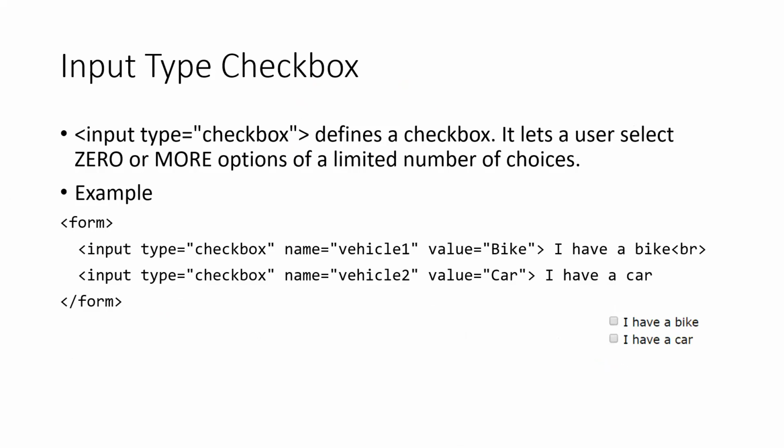Then we will also have multiple choices, for example, what do you like, right? If you want to select zero or more options from a limited number of choices, then we should use checkboxes. You will get a square-shaped box like this. You can select zero or more, right?